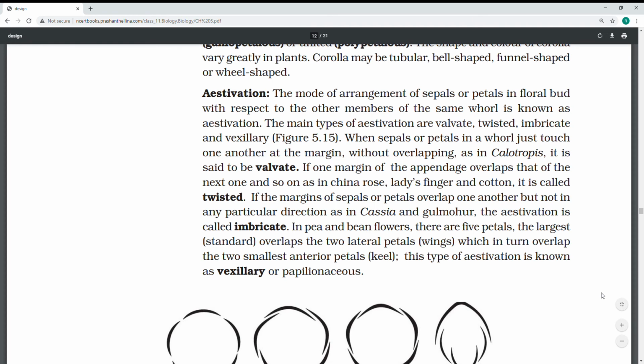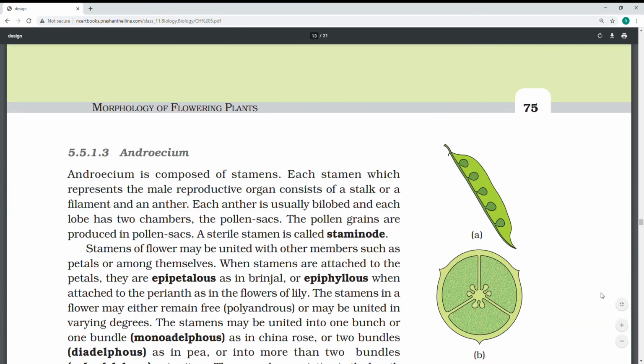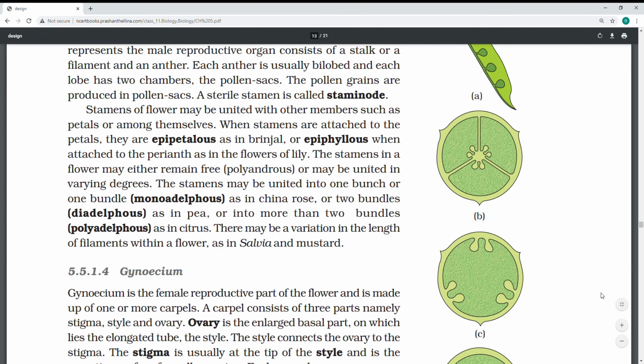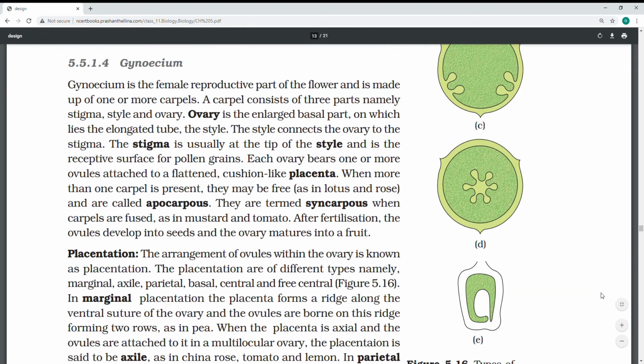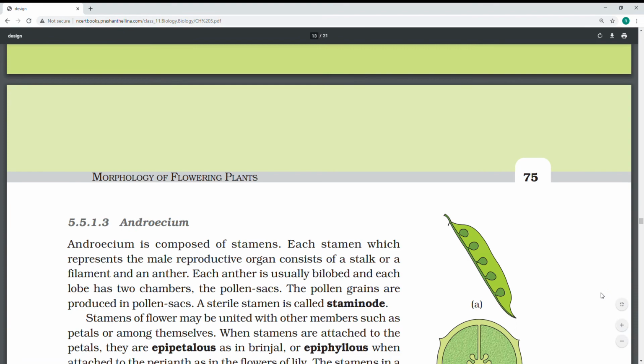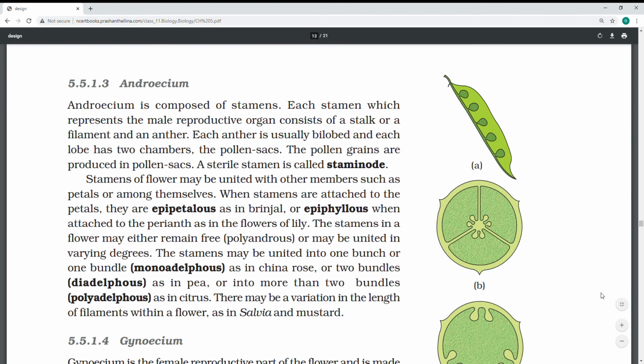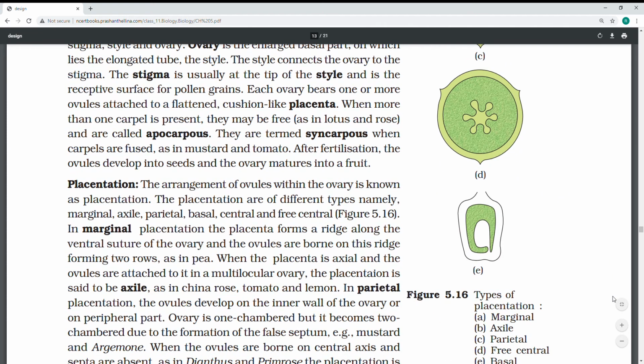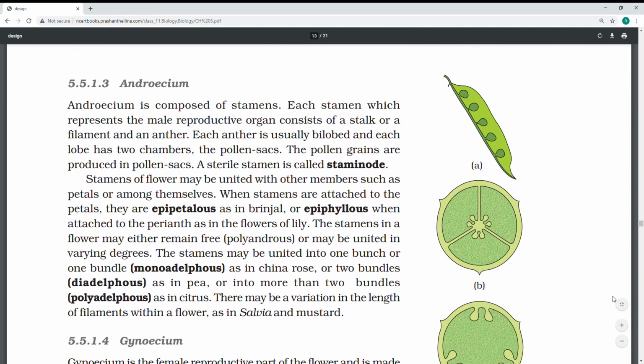Okay, then I will move on to the next page. I will just scroll. You see the types of androecium, based on placentation. Why we are learning about this placentation is nothing but the arrangement they have given about androecium, composed of many stamens.